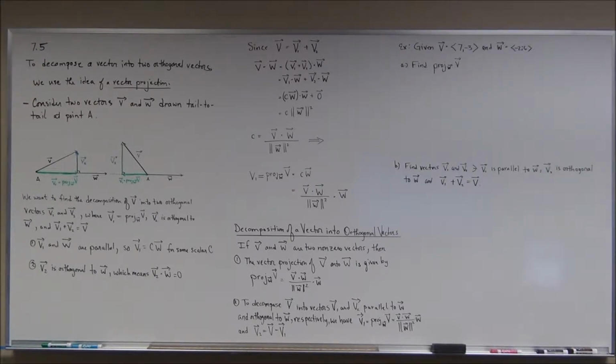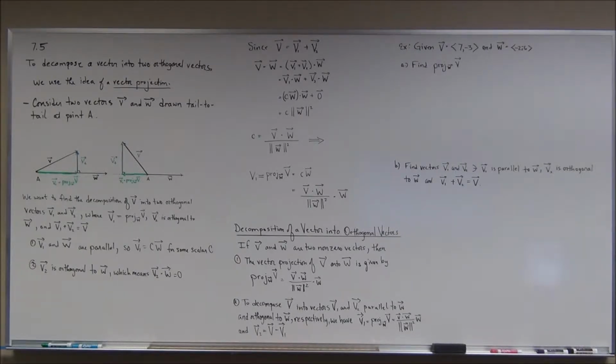Alright, we're back at our vectors section on vectors and the dot product, and now we're going to look at how to break a vector down into two orthogonal vectors. Remember, orthogonal means they're perpendicular to one another, and we do that in a process that's called decomposition of the vector. And to do this, we use an idea of what we call a vector projection.